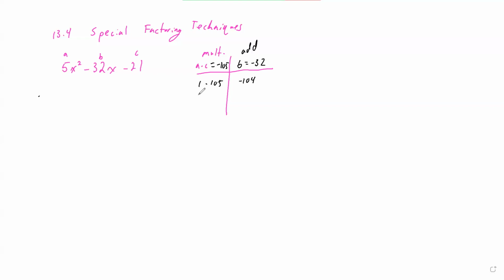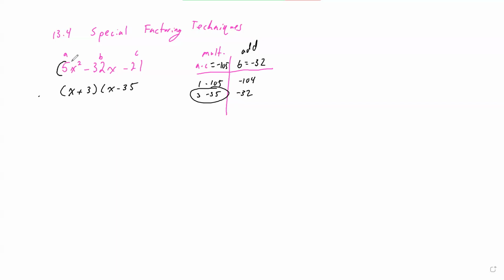2 doesn't go into it. 3. So 3 goes into it. Let's see, it's 3 times 35. So 3 minus 35 is negative 32. So there's my winner right there. So then it becomes x plus 3 and x minus 35.